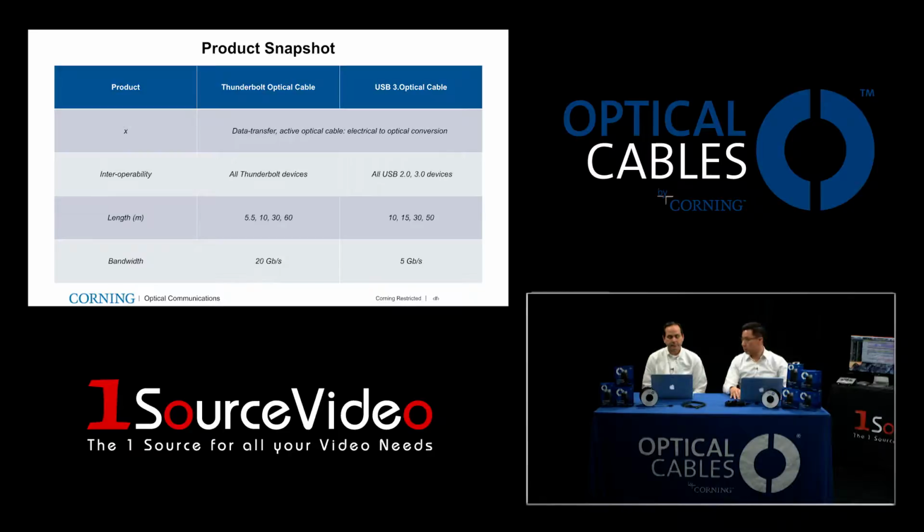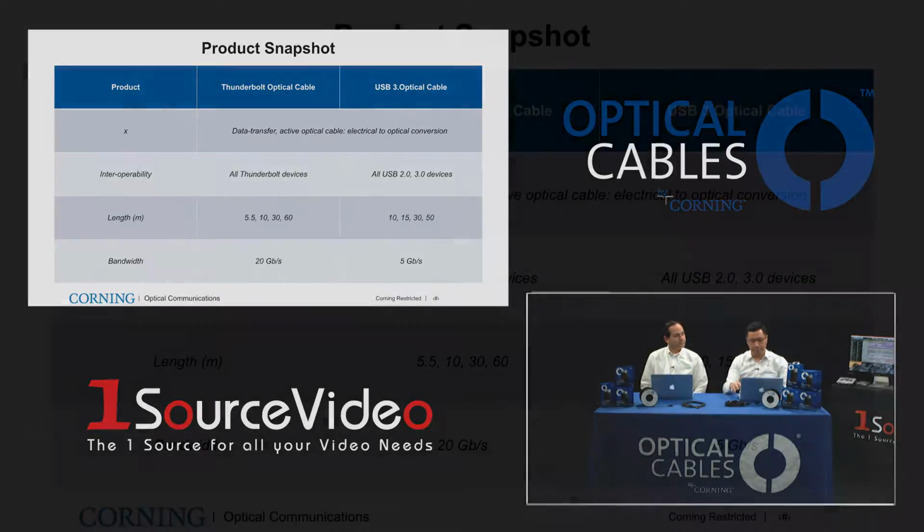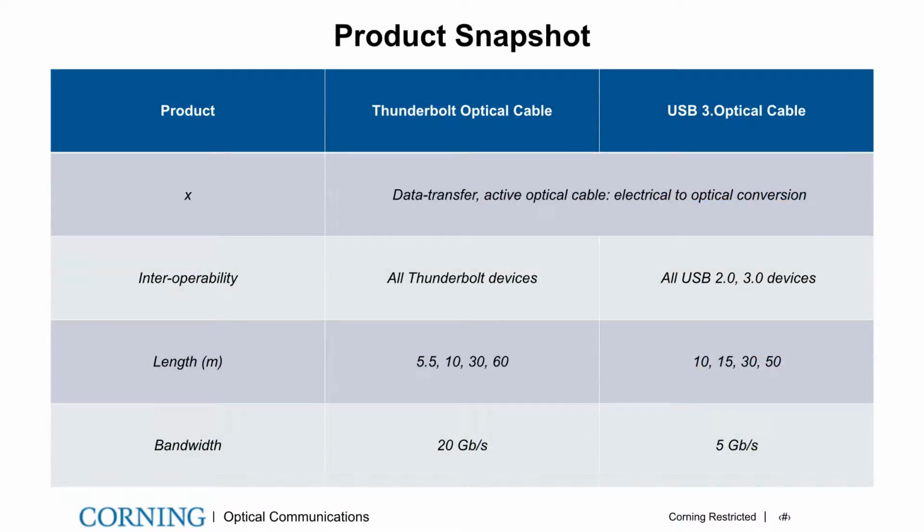Just to give you a product snapshot, our cable is mainly used for data transfer, and it's an active optical cable. What that means is that we take the electrical signal, convert it to optical, and then convert it back on the other end of the cable. Our cables are compatible with all Thunderbolt devices and USB 2.0 and 3.0 devices, and come in 4 different lengths. For Thunderbolt, it's 5.5, 10, 30, and 60 meters, and for USB, it's 10, 15, 30, and 50 meters.